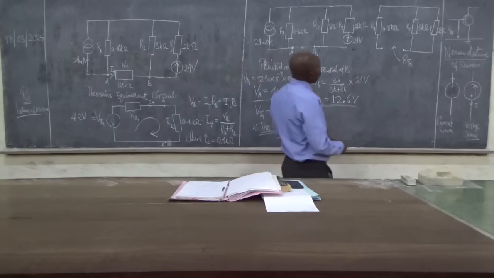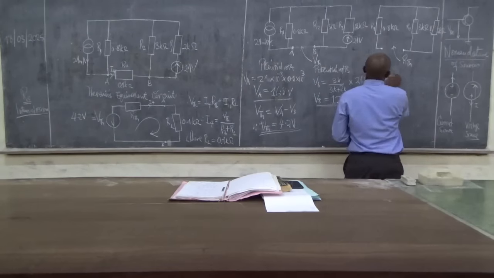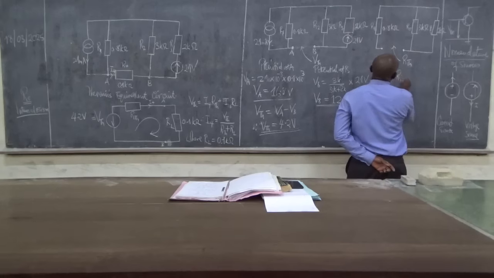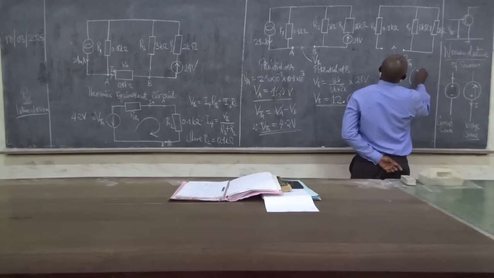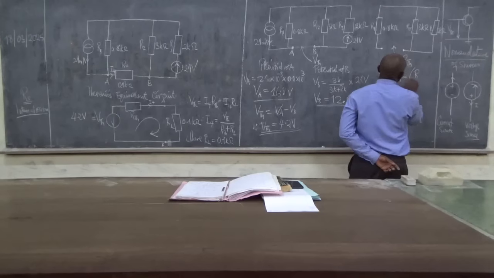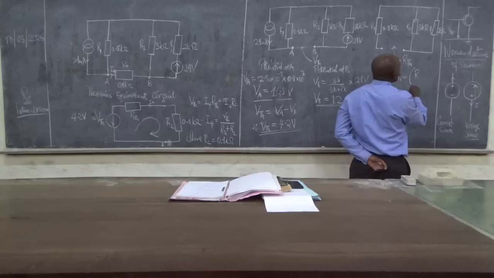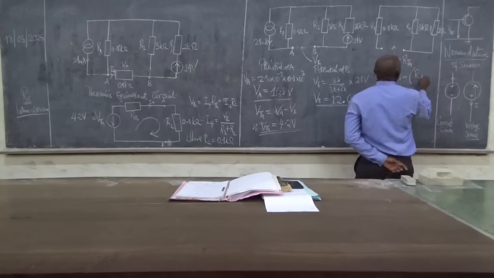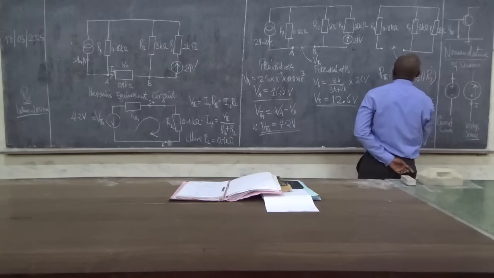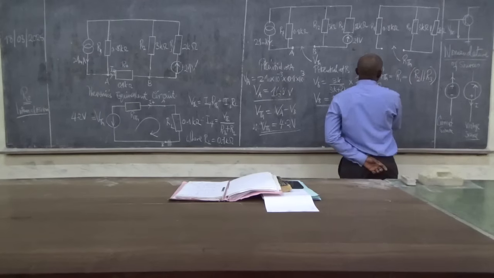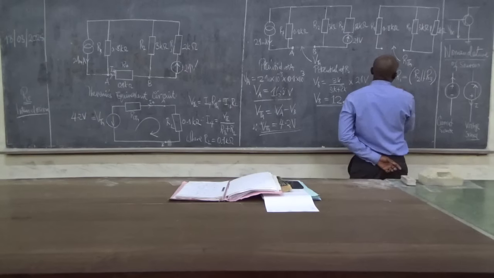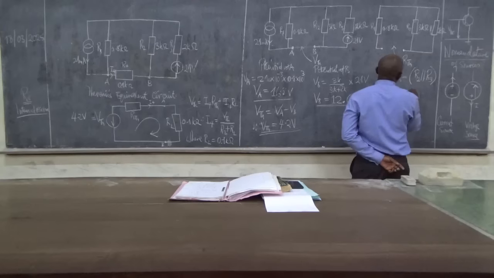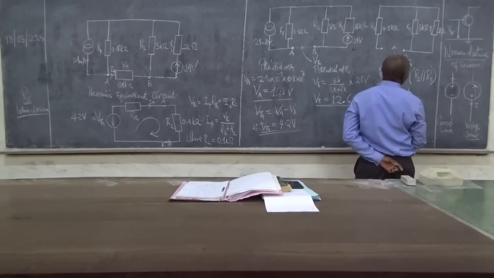So RTH will be equal to R1 parallel to R2 parallel series. We say this is series. And then parallel R3. So this would imply that RTH is equal to kilo ohms parallel.